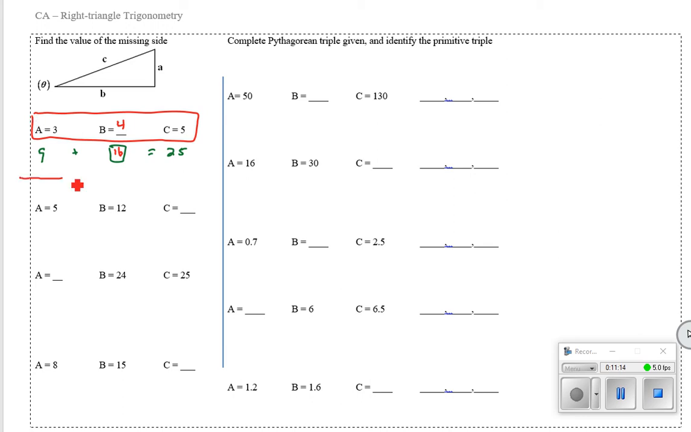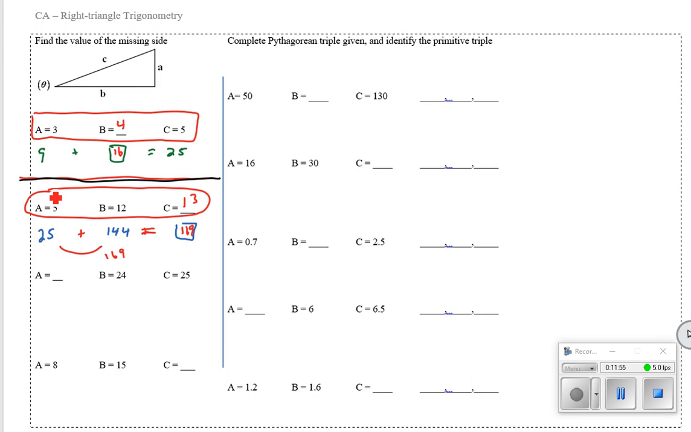Let's try another one. If the side is 5, the square is 25. If the side is 12, the square is 144. And I don't know how big that square is, but I know that the leg squared plus the leg squared equals the hypotenuse squared. These two together make 169. So if the square is 169, that means the side is 13. That's another Pythagorean triple. You might want to put those in your notes. You're going to need those for later on.